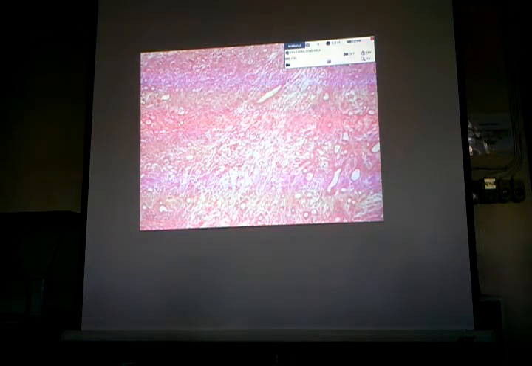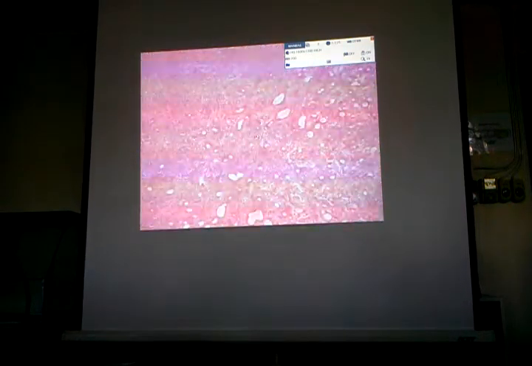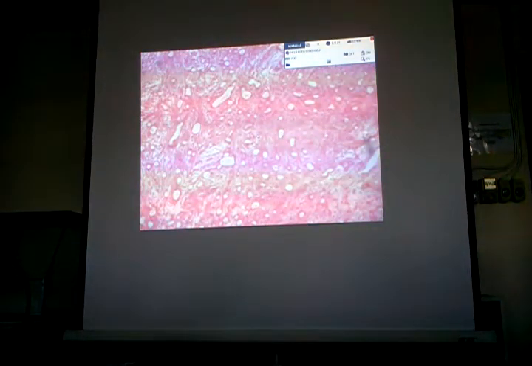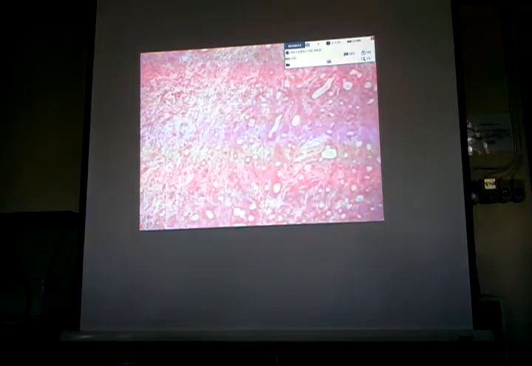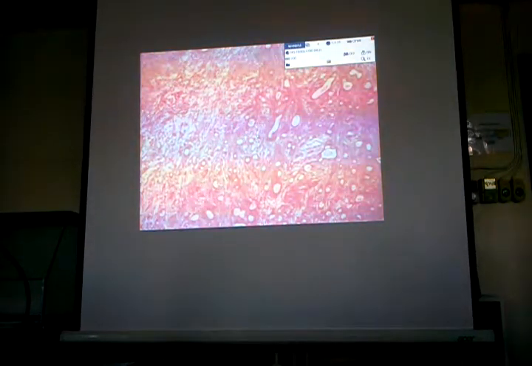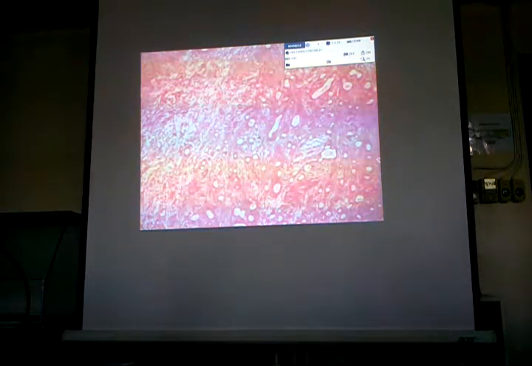This tumor is called a pleomorphic adenoma. Is there a possibility of this benign tumor to degenerate into malignancy?